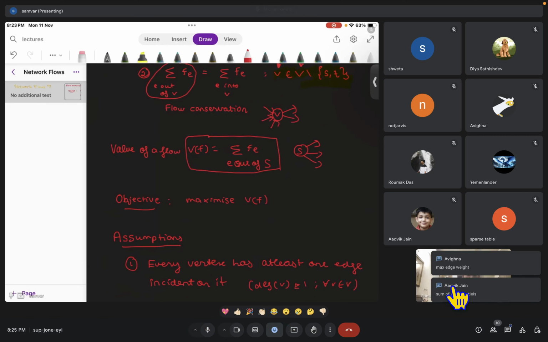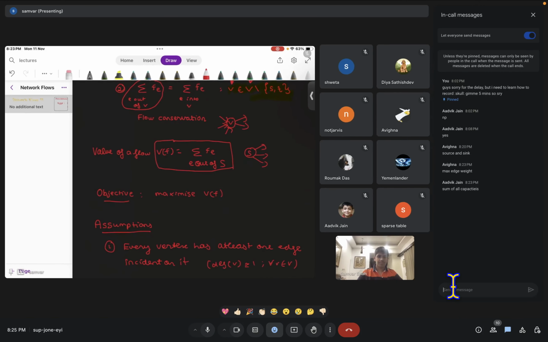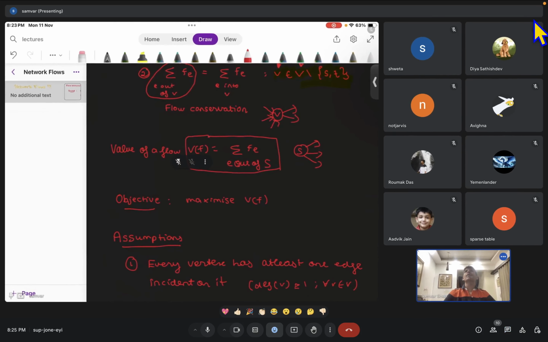Max edge weight, sum of all capacities. Yeah, these are both correct. Max edge weight. Yes. What exactly do you mean by, okay, what is Vf?